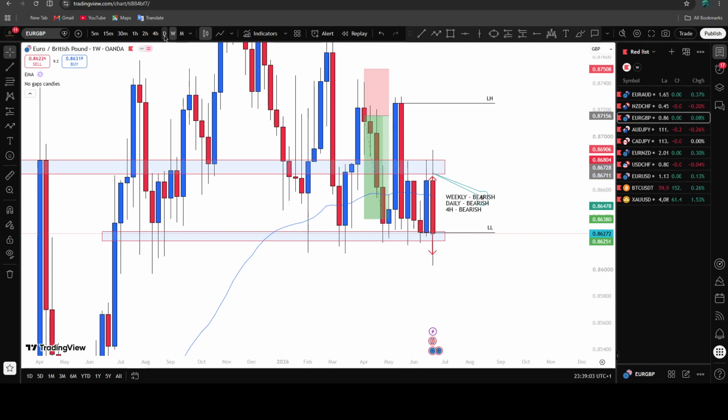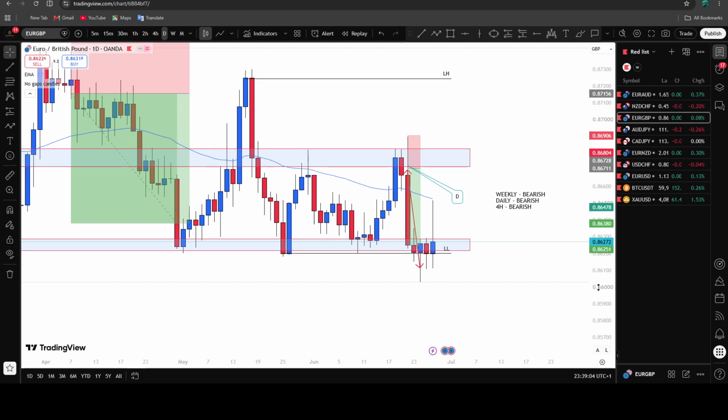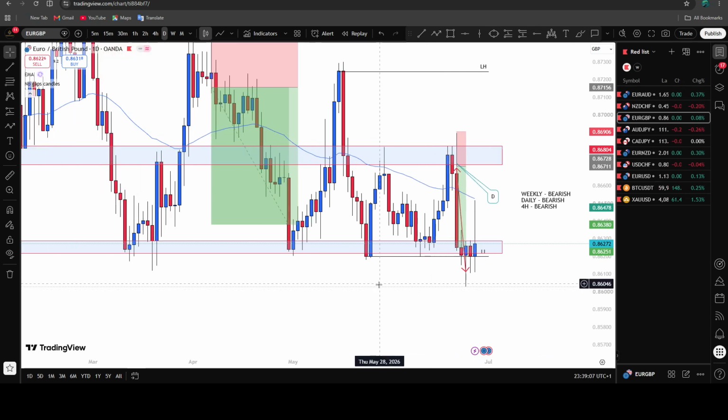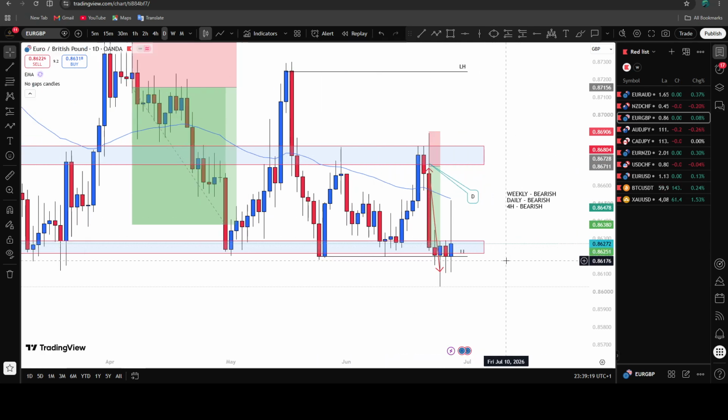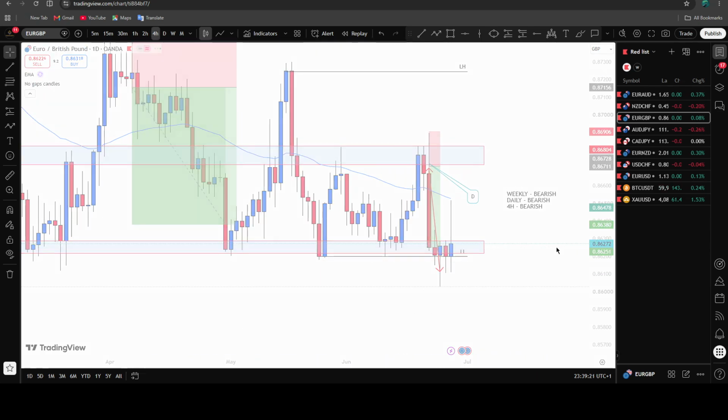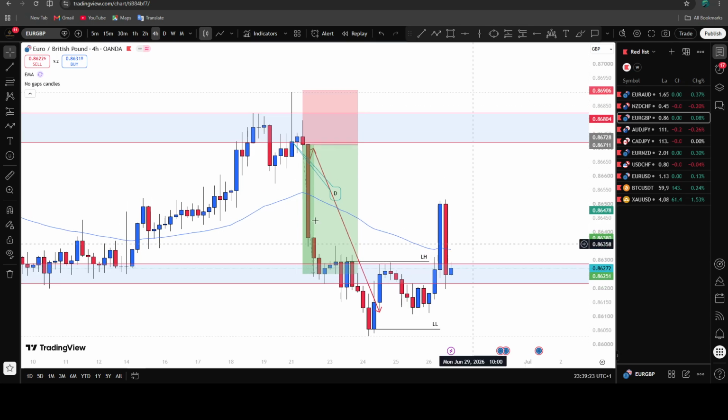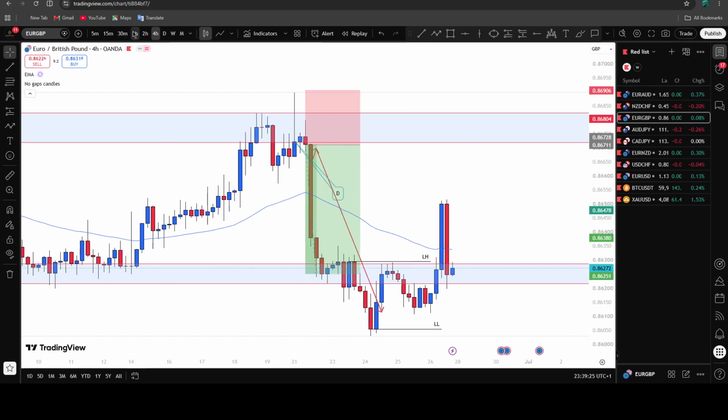And on the daily time frame it was very clear. You see this is the lower low here and this is the lower high. So price came up here but did not close inside the area of interest. So when it came down here, and if we go down to the lower time frame, you see a clear pattern.